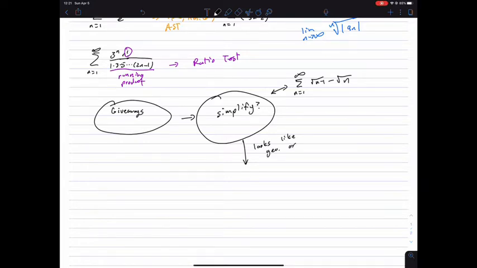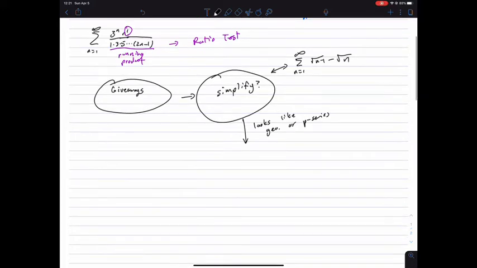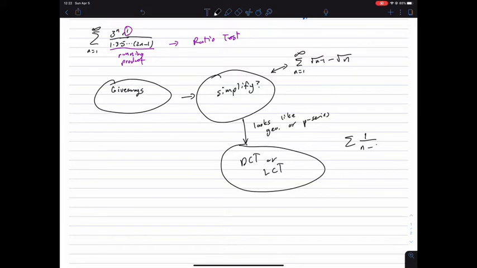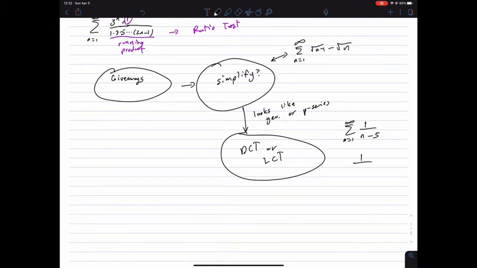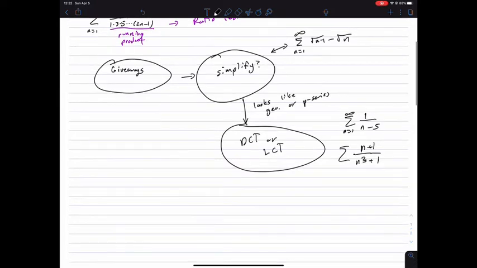If I can't simplify, then the next thing I should think is, if it looks like geometric or p-series, but isn't quite, I should immediately go to a direct comparison test or a limit comparison test. So anytime I see something like the sum of 1 over n minus 5 from n equals 1 to infinity, or like n plus 1 over n cubed plus 1, these are all things that would be DCT or LCT. So here I would think about what doesn't matter, and then I would go do that series instead, and then argue that the two series have the same behavior using either the direct comparison test or the limit comparison test.